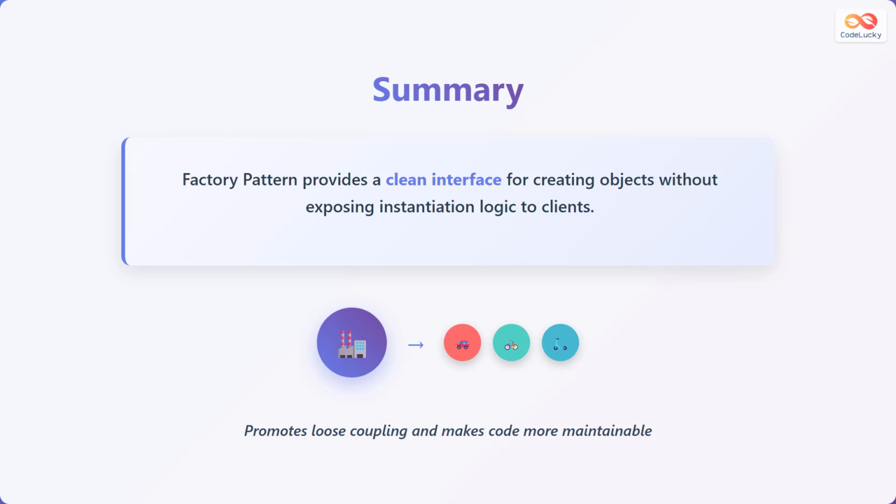In summary, the factory pattern provides a clean interface for creating objects without exposing instantiation logic to clients. It promotes loose coupling and makes code more maintainable. The factory takes the responsibility of creating the objects like car, bike, or scooter and provides it to the user. It's a valuable tool for managing object creation in your PHP Object-Oriented Programming projects.